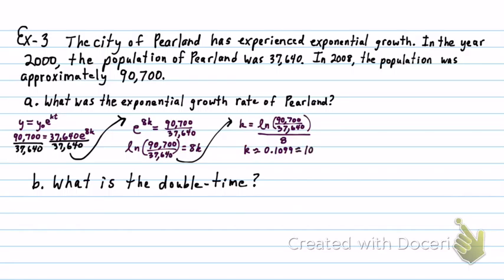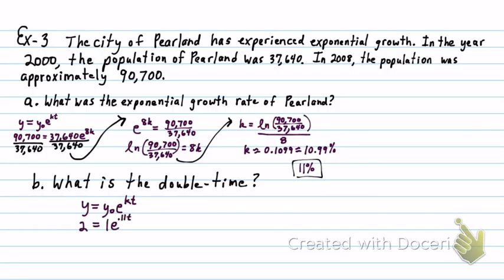0.1099. As a percent, it's about 10.99%, which we normally give rates of growth or decay as percents. And I think 11% is probably a good enough answer. If you said 10.99, that would be fine. But I'm going to round to 11% here. So now we know what k is, and so we can write a formula. We have y equals y naught times e to the kt power, and we know y naught, our initial population in 2000, and we know k, so let's go ahead and plug those in.